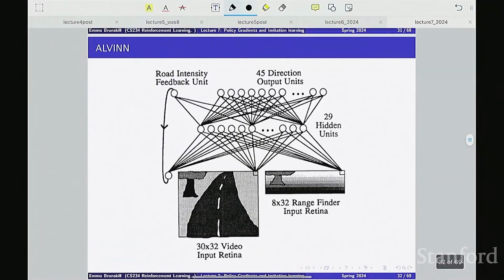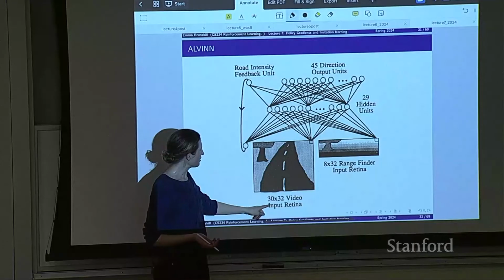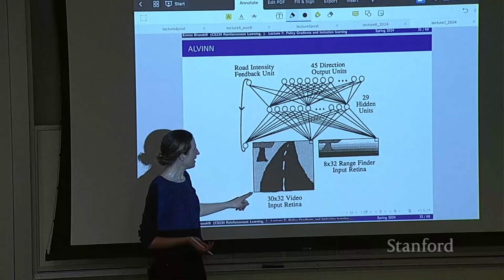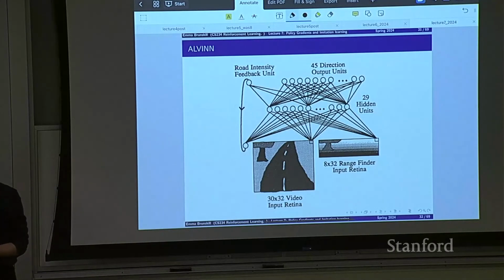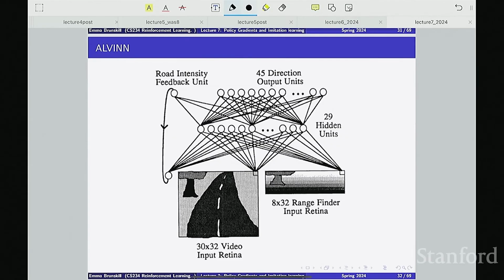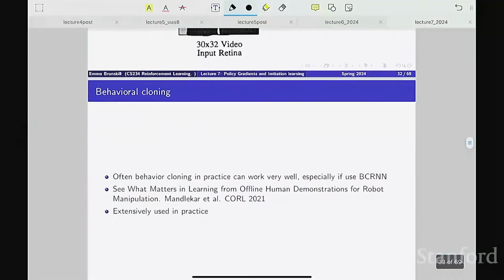So it's kind of fun to look at Alvin. This was the late 80s, and I think that must have been kind of amazing. They were already thinking about cars then. They were already thinking about not-so-deep neural networks, but they were thinking about neural networks. I think this came out of CMU, if I remember right. They had this tiny 30 by 32 video input, and they used this rangefinder. They were trying to use not-so-deep neural networks to do behavior cloning for driving in the late 80s, which is pretty awesome. So it can be done pretty well.